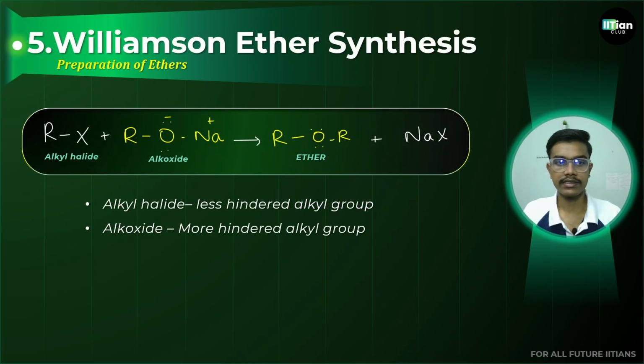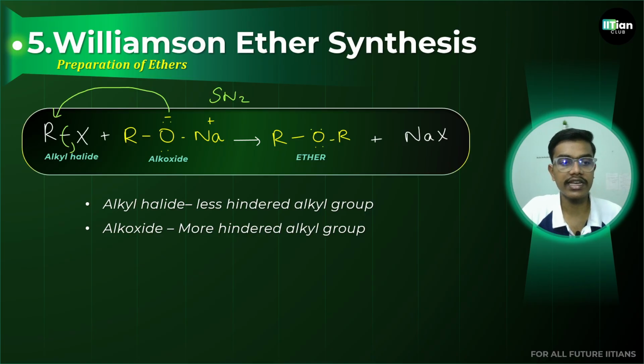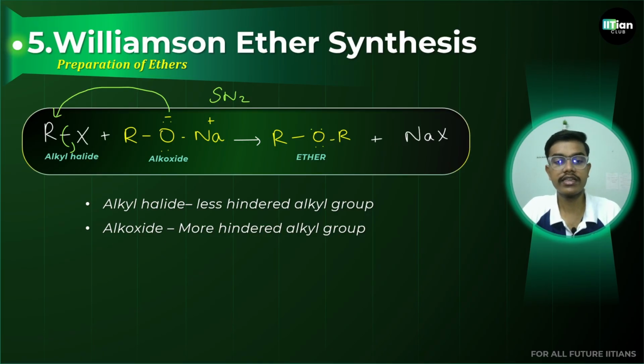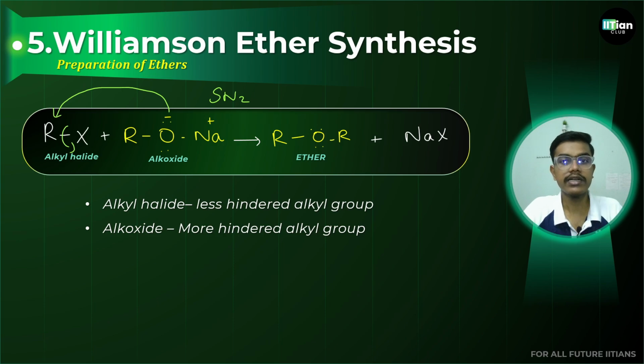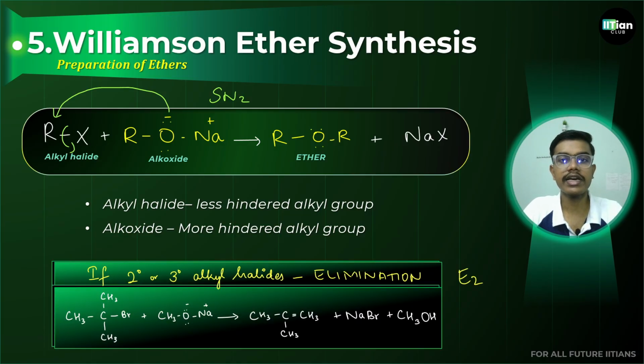Speaking of Williamson ether synthesis, you will have alkyl halide reacting with alkoxide to get an ether. But you should note that the alkyl halide here should be less hindered. When this alkoxide is attacking the alkyl halide, this is following an SN2 reaction and it should have less hindrance. And you will get the ether. But if the alkyl halide is more hindered, like 2 degree or 3 degree, it will undergo E2 reaction and elimination occurs when alkene gets formed. For example, you can see below, it is a 3 degree alkyl bromide. And when this is attacking, it does not attack the carbon. Instead, it attacks the hydrogen, acting as a base, and it is forming alkene over there.